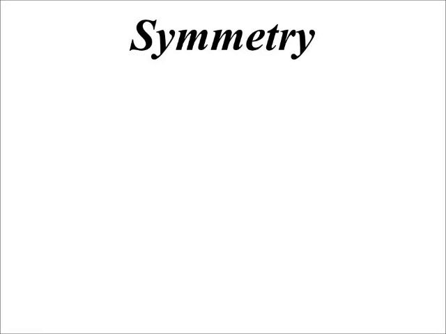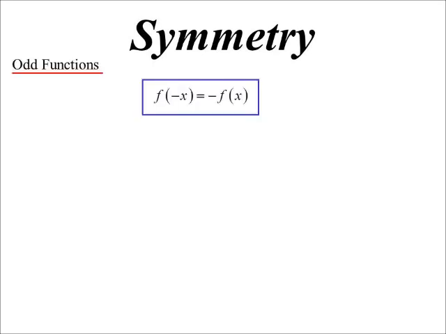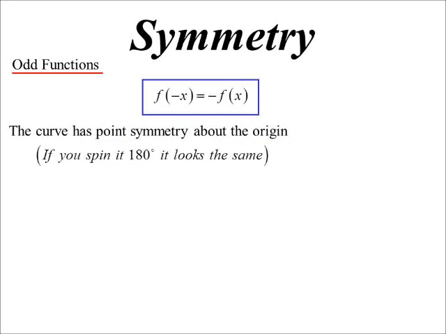Symmetry. If you know the symmetry of a curve, then it can help sketching because you only have to sketch half of it and then you can reflect or rotate or whatever type of symmetry it happens to have. We have two special types of functions, odd functions and even functions. Now an odd function, the formal definition is f(-x) = -f(x). Visually, it has point symmetry, or sometimes called rotational symmetry, about the origin.